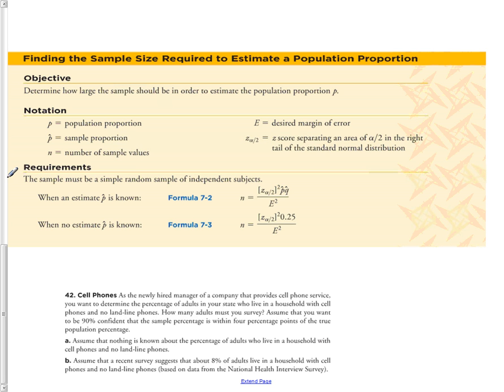We have to know how large our sample should be because we don't want to have to go through and ask this question of every single Palm Beach State College student. So the required notation: p is the population proportion, p hat is the sample proportion, n is the number of sample values. n is what we're looking for actually. This is our target, the number of sample values. E is the margin of error, and z of alpha over 2 is the critical value that we spoke about in another video. So these are the notations that we're going to use.